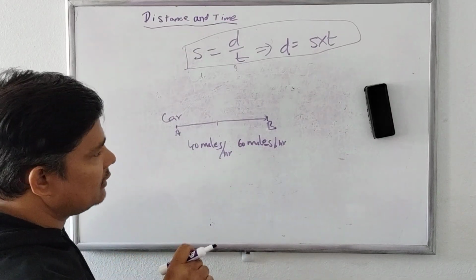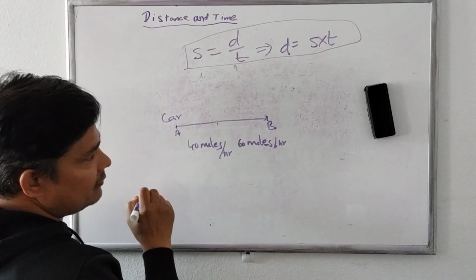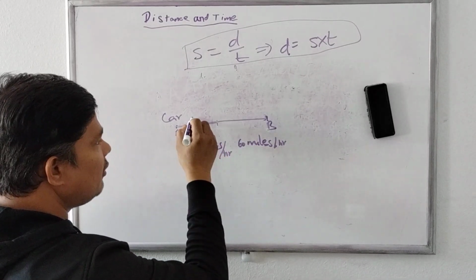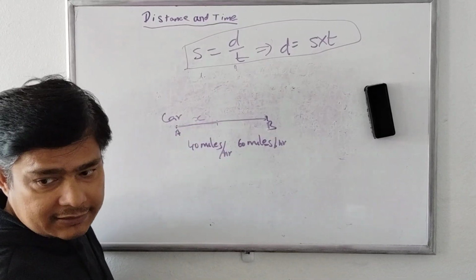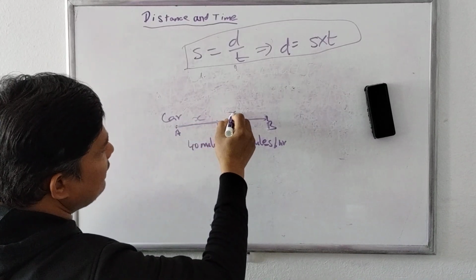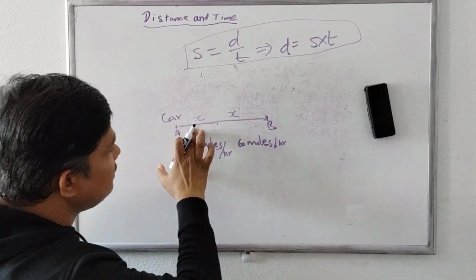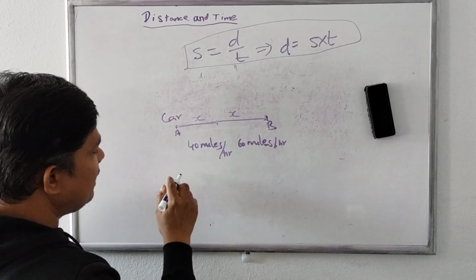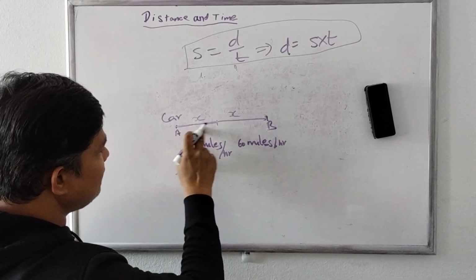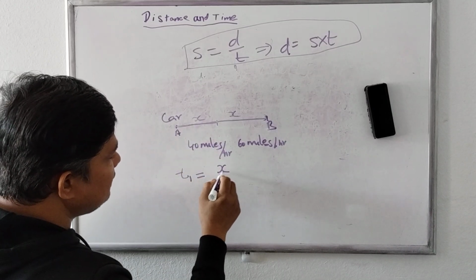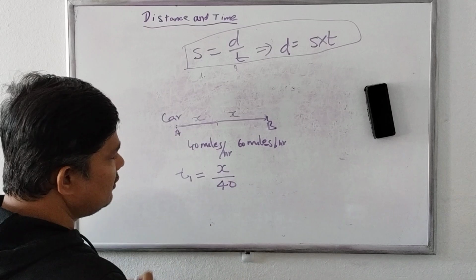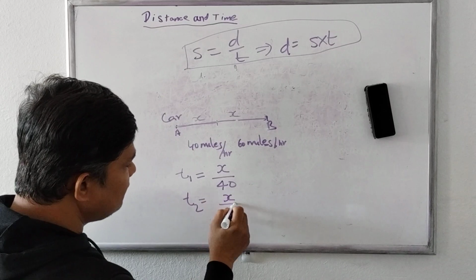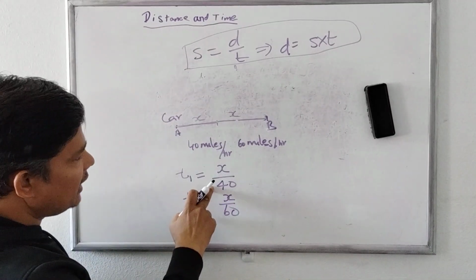So in this scenario, what we have to do is find the time. First, let's say this distance is, we don't know, we'll call it x. When we don't know anything, we will call it x. And this one also, let's call it x, since it's half of the distance, so these two should be equal. If the distance is x and the speed is 40 miles per hour, what will be the time? Let's call it the first time, t1. Time will be distance divided by speed. And time 2 will be x divided by 60, correct? Distance divided by speed equals time.